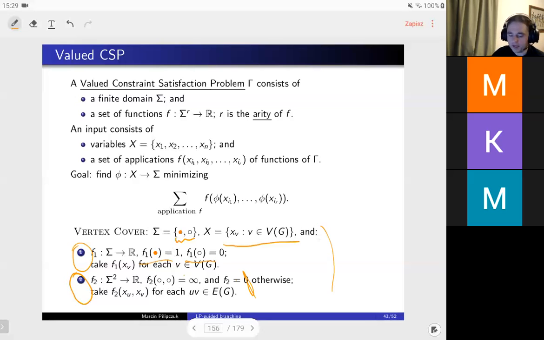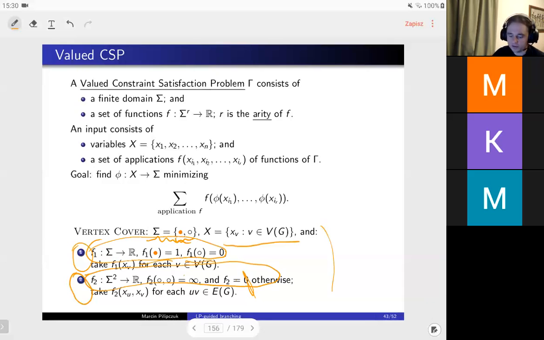And it's important to distinguish here that we define that you have these two patterns for constraints, and then when you have a graph with vertex cover, you encode it as an instance of this CSP problem by applying F1 to every vertex and by applying F2 on every edge.